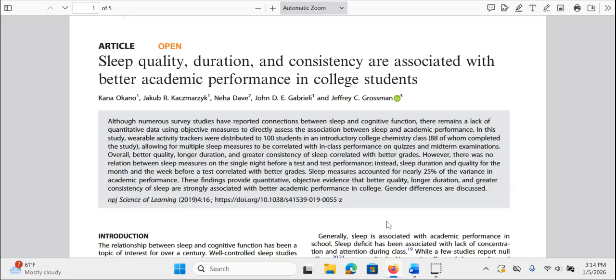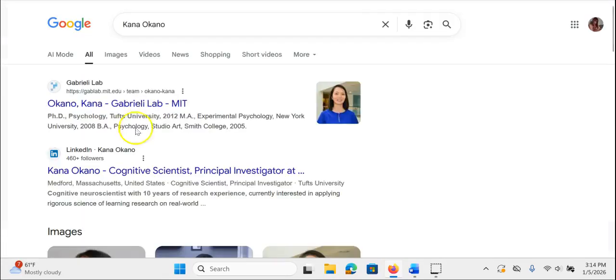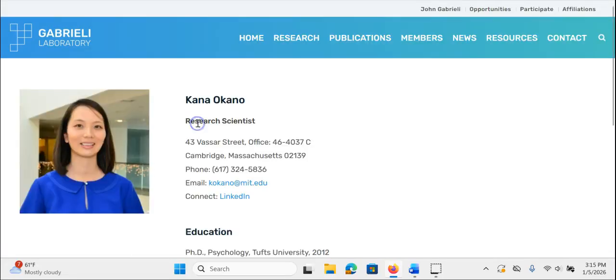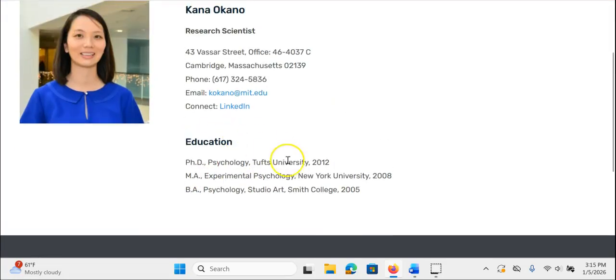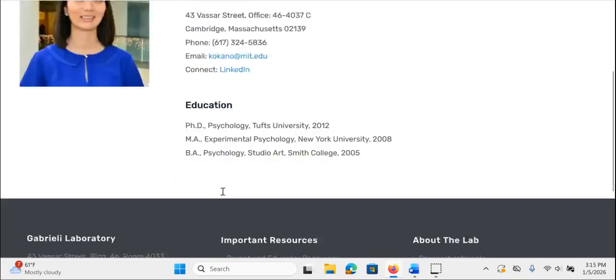Now, if we really wanted to dig in a little bit more, what we could do is we could take one of their names and we could copy paste that into Google, and we could find out more about them. Here is our first author here. Here's her page at MIT. She's a research scientist, and we can see that she has a PhD in psychology at Tufts. She also has a master's in experimental psychology and, of course, a bachelor's in psychology.